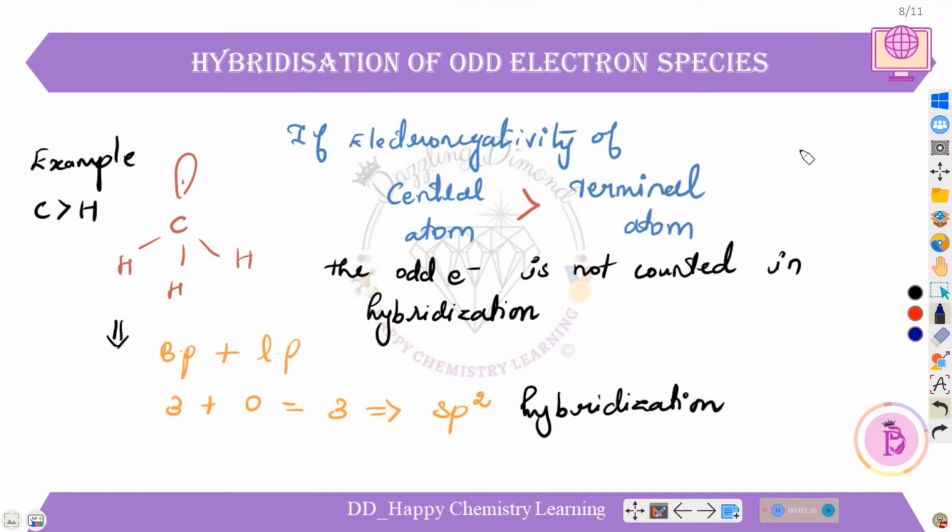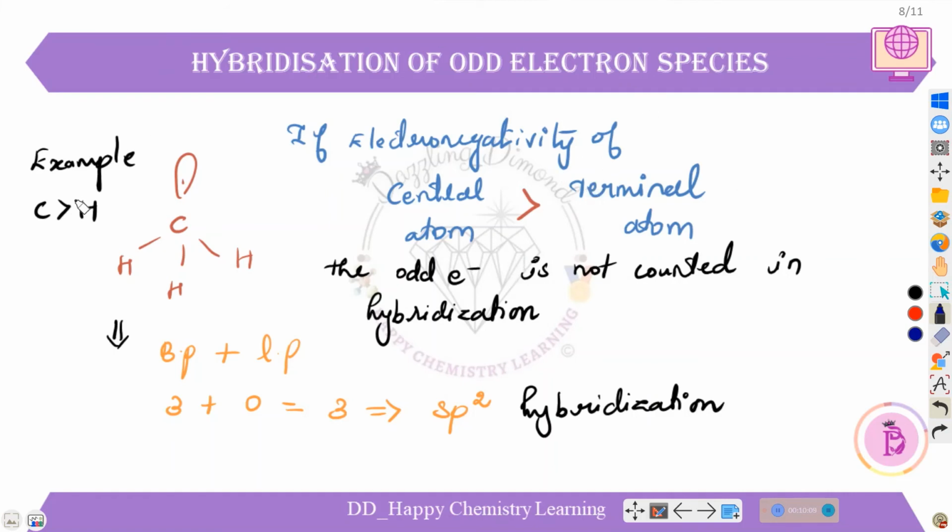Moving to the next topic, that is the hybridization of odd electron species. Also, while predicting the hybridization, generally we will select what is the hybridization of the element. So if it is going to be odd electron species, there are two cases: when the central atom has higher electronegativity than the terminal atom, and the other case is when the terminal atom has higher electronegativity than the central atom.